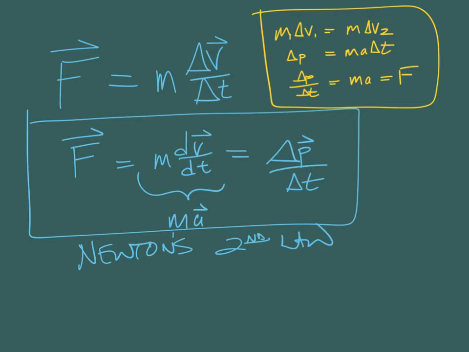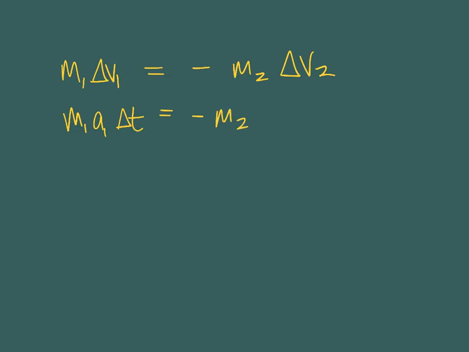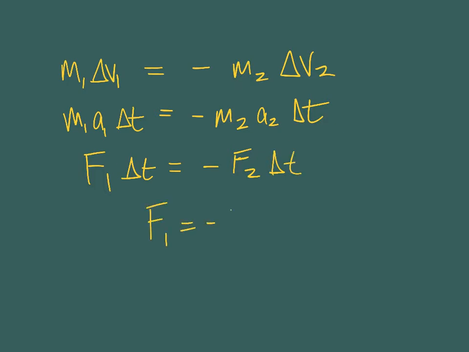But there's two ways you could talk about it. One way to talk about momentum is how it was conserved, which is really what we noticed first. So how would that obtain? If I take m1 dv1 equals minus m2 dv2, which could be written as m1 a1 delta t equals the negative of m2 a2 delta t, which means f1 delta t equals minus f2 delta t, which means f1 equals minus f2.